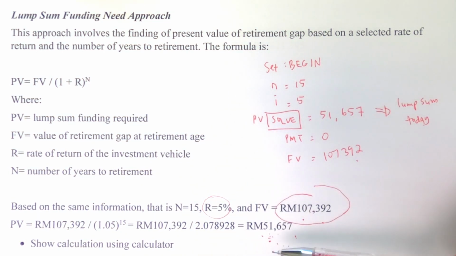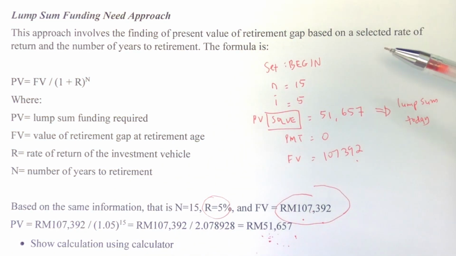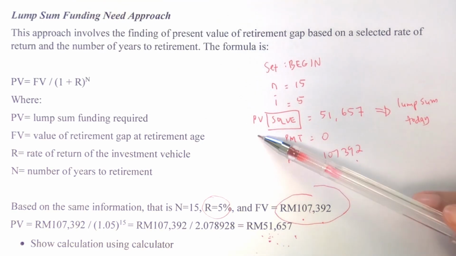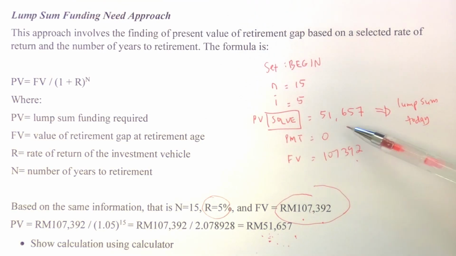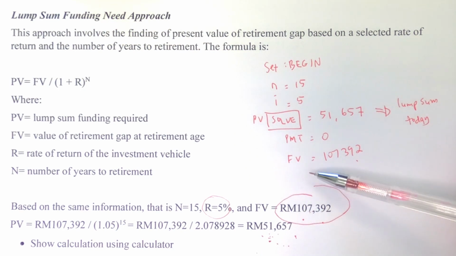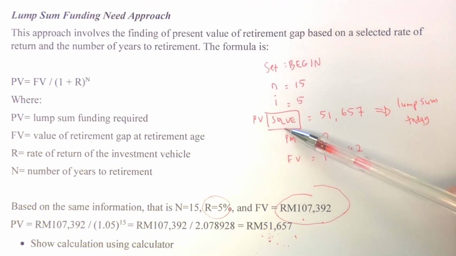Besides using the formula, we can also use a financial calculator to come up with this figure. So you set to BEGIN for this lump sum funding need, N is 15, I/Y equals 5, and present value is the figure that we want. Actually, this is what we solve for. PMT is 0. The future value is 107,392. C/Y and P/Y are both 1. So you go to the PV, solve this value, and you get 51,657.